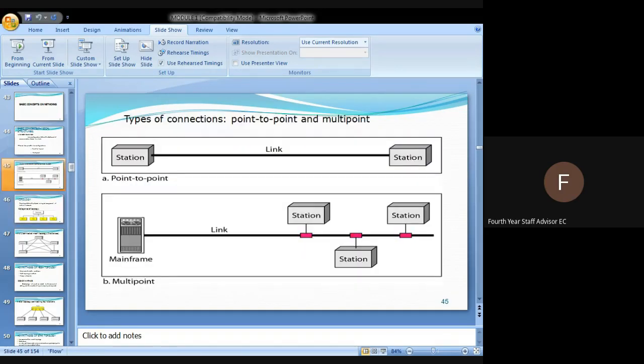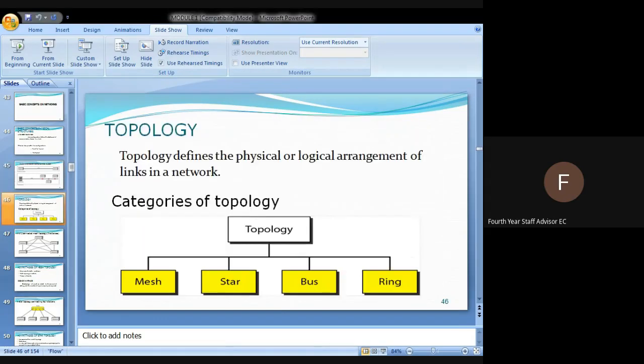Now we are going to another category of this network, that is called topology. So I told about line configuration. You can have two types of line configuration, point to point and multi-point. Now, two devices can be connected on a link. That is called line configuration. Now, what about two or more links? How are the links connected?